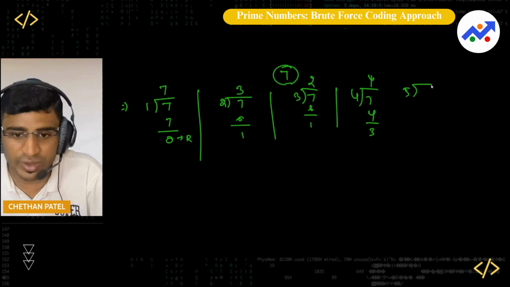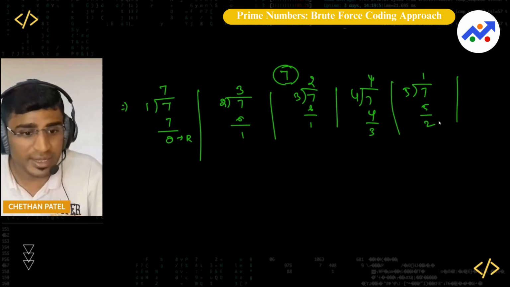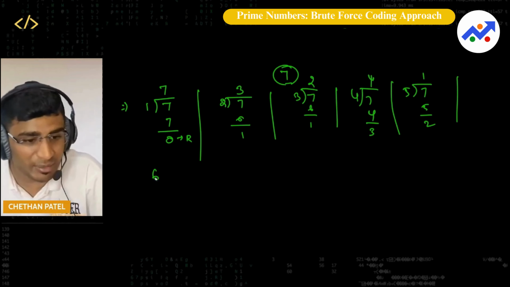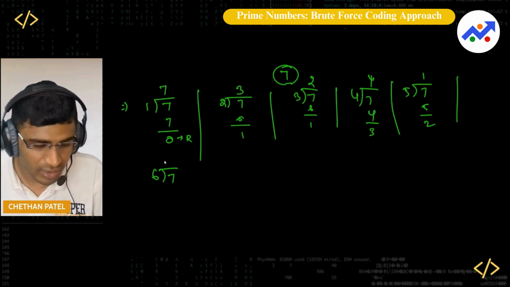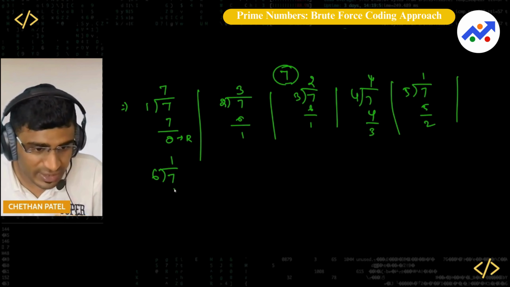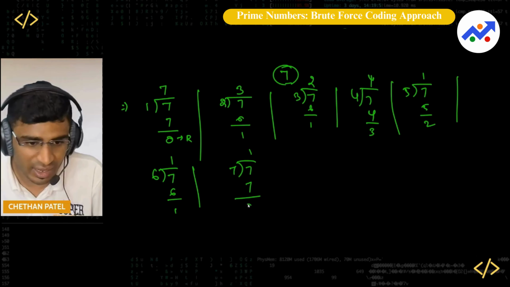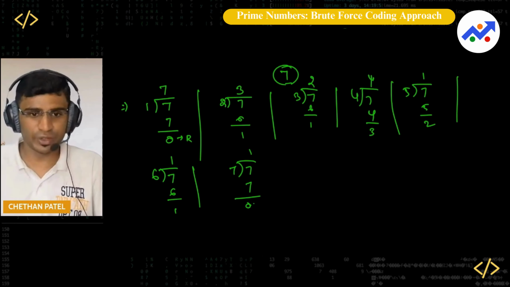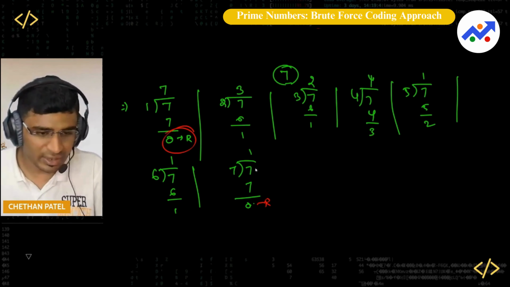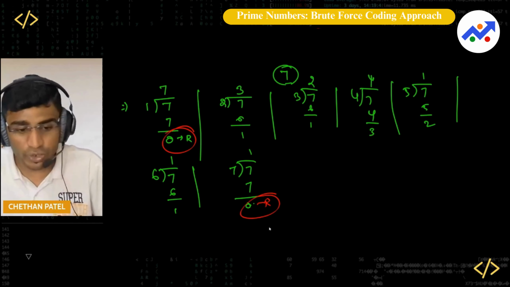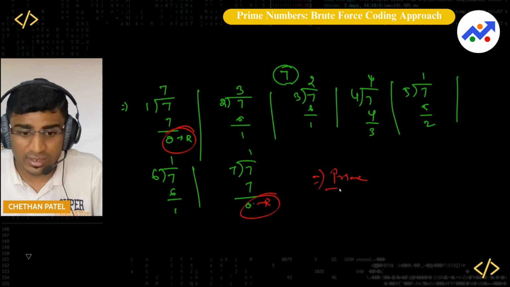And when it comes to 5, 5 ones are 5, and I am getting 2 as remainder, because this 7 is not getting divisible by any other number. When I divide 7 by 6, 6 ones are 6, and I'm getting 1 as remainder. When it comes to 7, 7 ones are 7, and remainder 0. So if you observe here, we are getting 0 as remainder only in two cases, from 1 to 7. That's why I can call 7 prime. So this is what we have discussed.